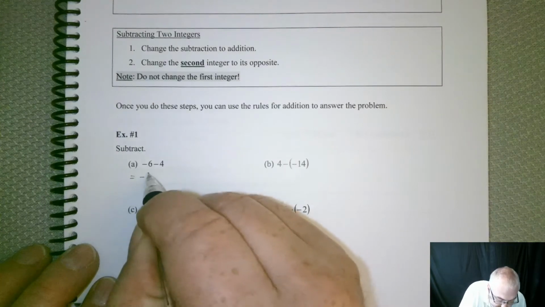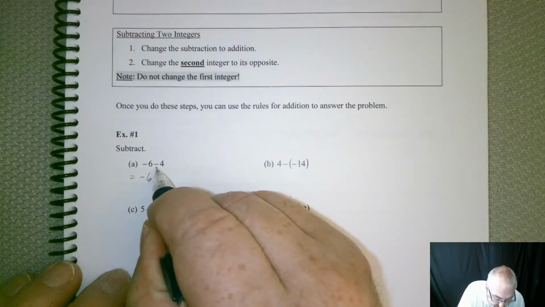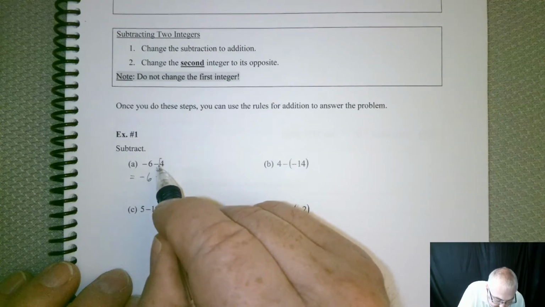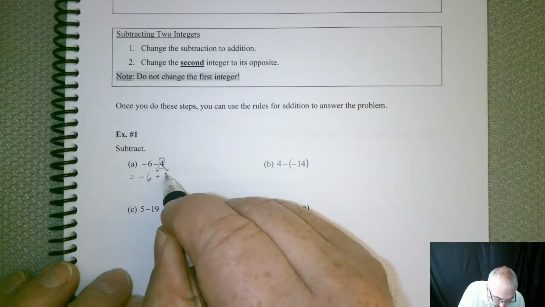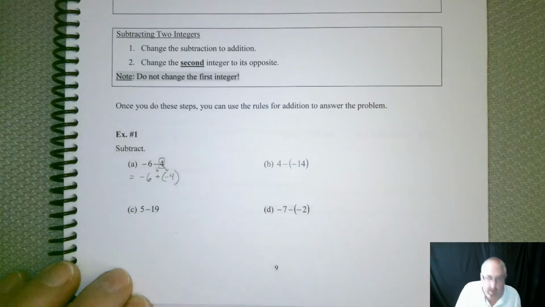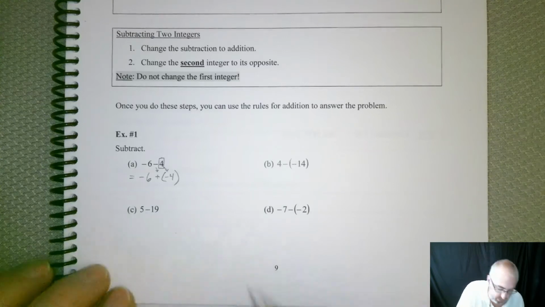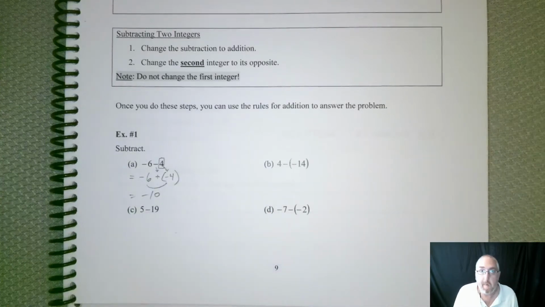So we got the negative 6 in front. Again, the first integer never changes. The subtraction, which is next, changes to addition. And now the second number in this case is the 4, so we have to change that to its opposite. So now we're going to change that to a negative 4. This should be our new problem, negative 6 plus negative 4. Now we can apply our rules for addition. If the signs are the same, we add them. You got it. So we add those together, and we will get a negative 10 for that answer.